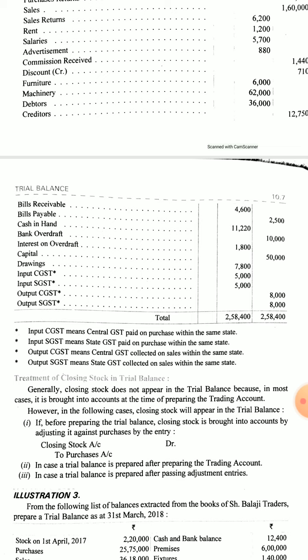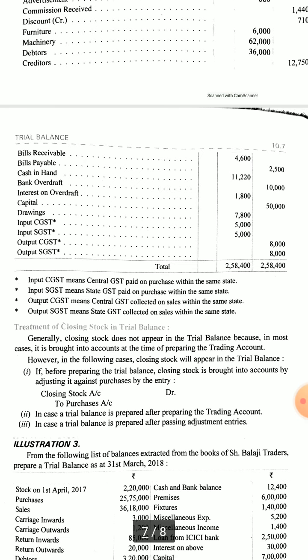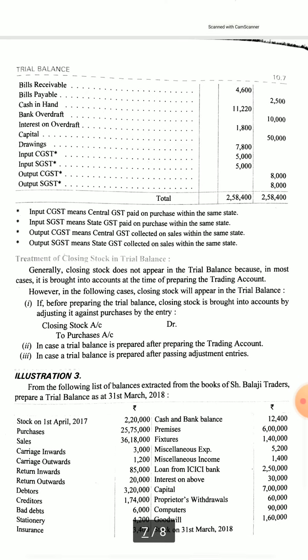Then capital will have always a credit balance, and drawings will have always a debit balance. Again, input CGST and input SGST will always have debit balance, and output CGST and output SGST will have credit balance. So these are the methods. Now, how to treat closing stock?